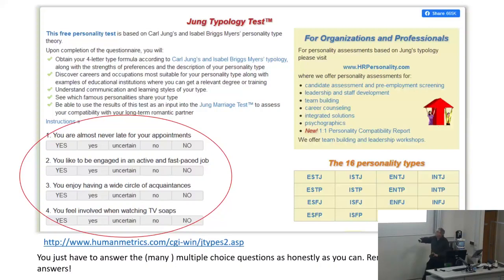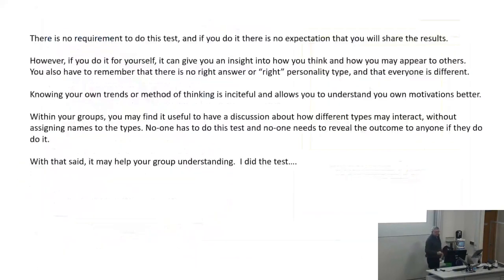So go to that page, answer all the questions, you'll get an answer back. You don't have to do it now. And just to let you know, there's no requirement to do this test. I'm not expecting anyone to actually do it. And if you do it, I'm not expecting you to share the results. But what is useful is if you do it within the group, and if you're happy to discuss the outcomes within the group, you may then get some insights into how your group has operated. And then you can write about that in the various individual reports, about the impact of the group and everything else.